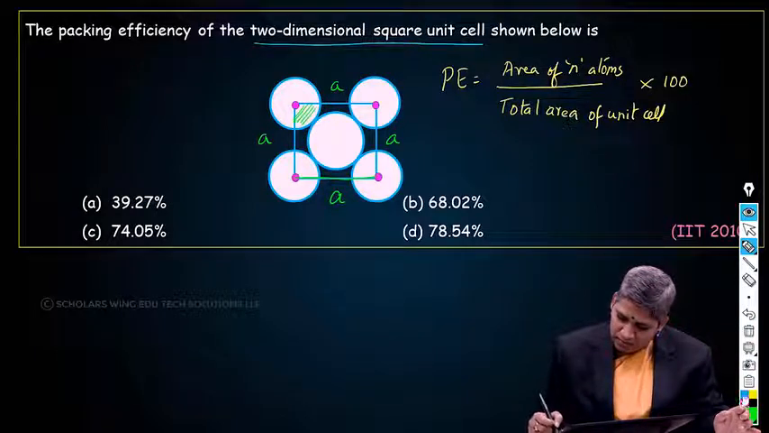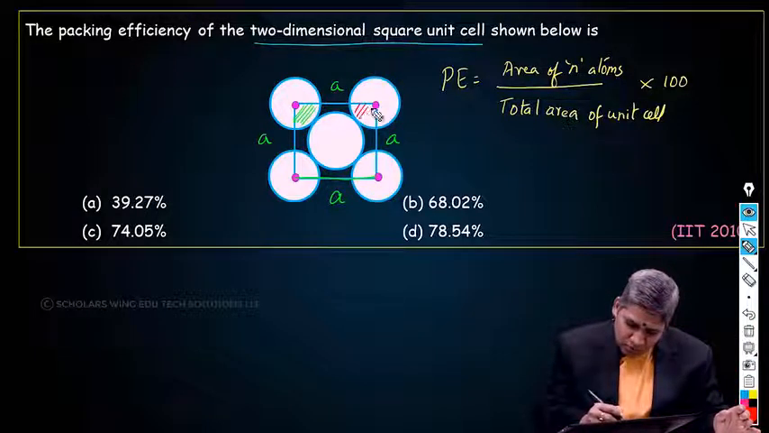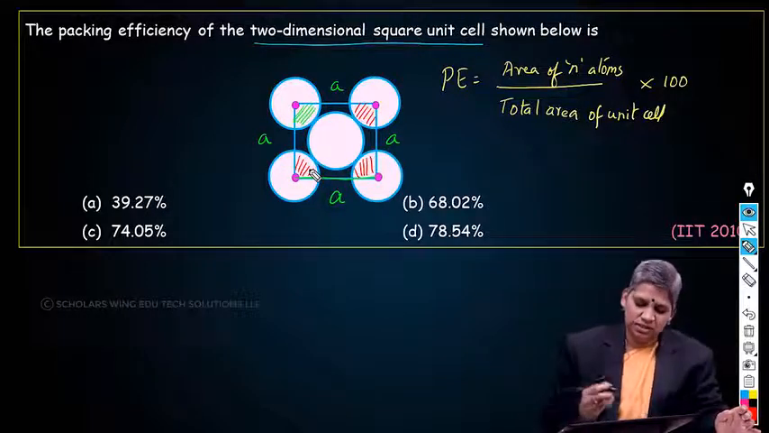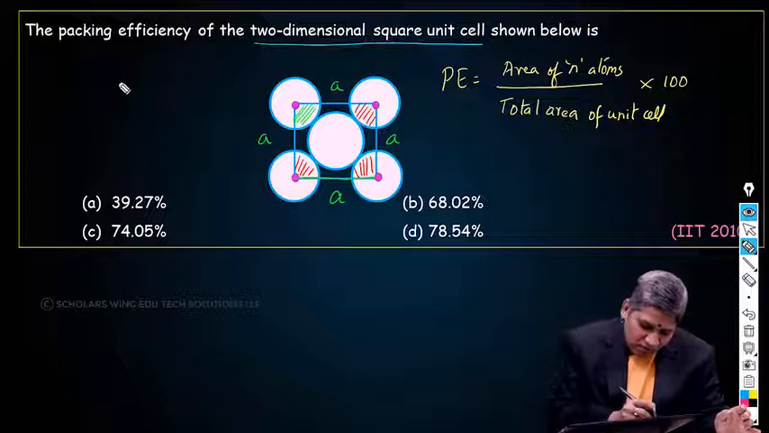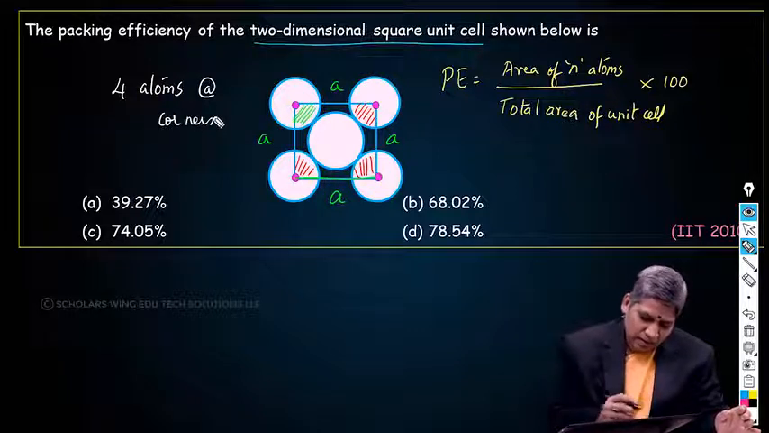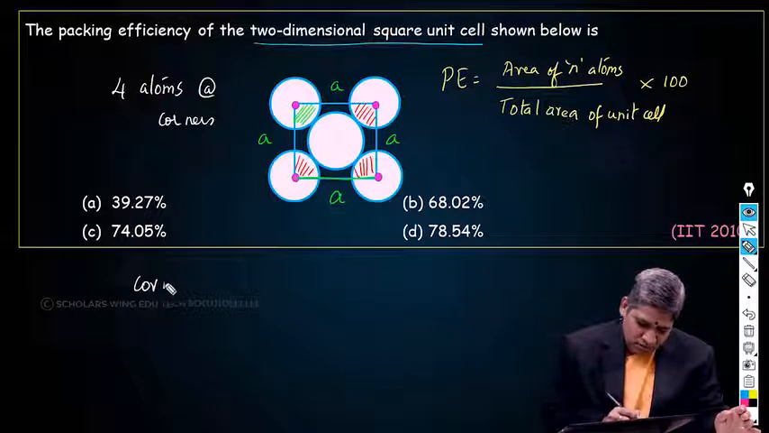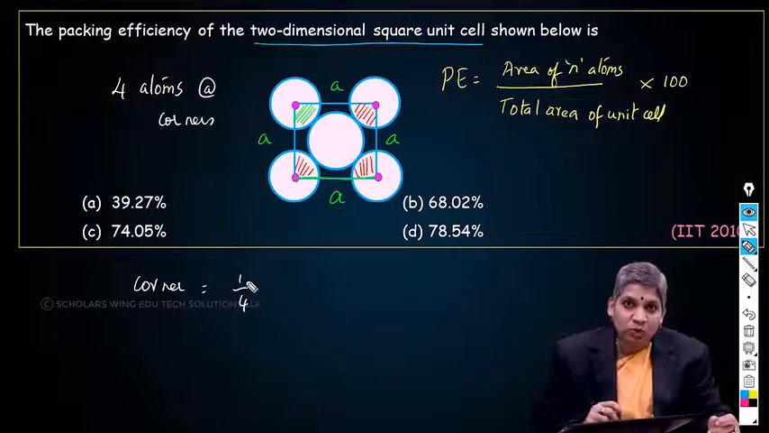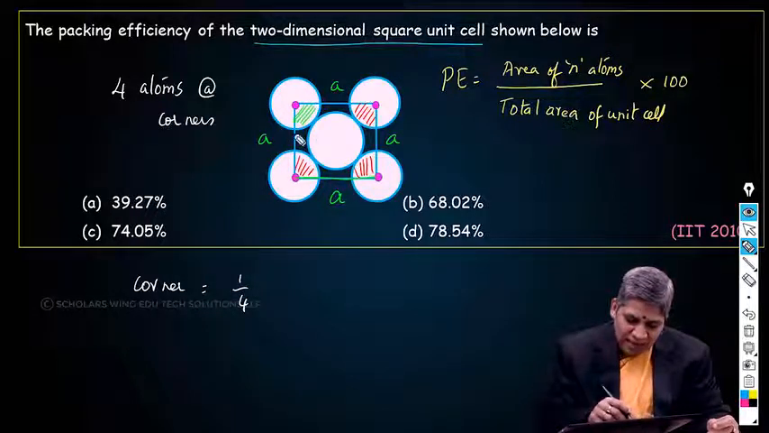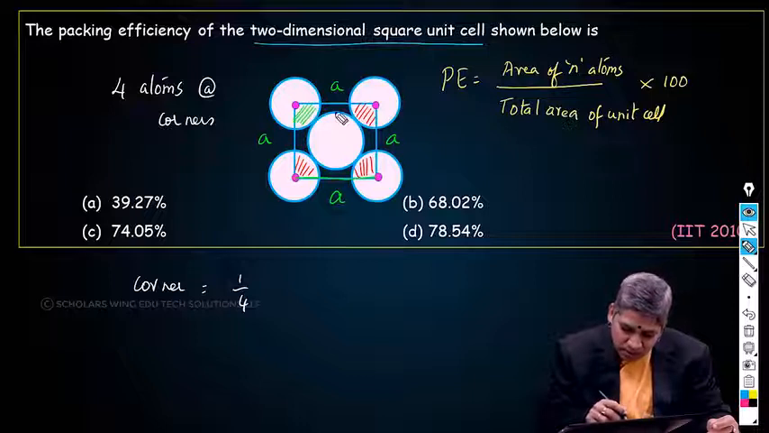Yes or no? Only this portion belongs, right? Look, isn't this 1/4 of that circle? Of course, yes. So there are four atoms at the corners, and the contribution at each corner is 1/4. It's not 1/8, because 1/4 of that atom belongs to this square unit cell. Can you see that? This is outside, it is just that 1/4.